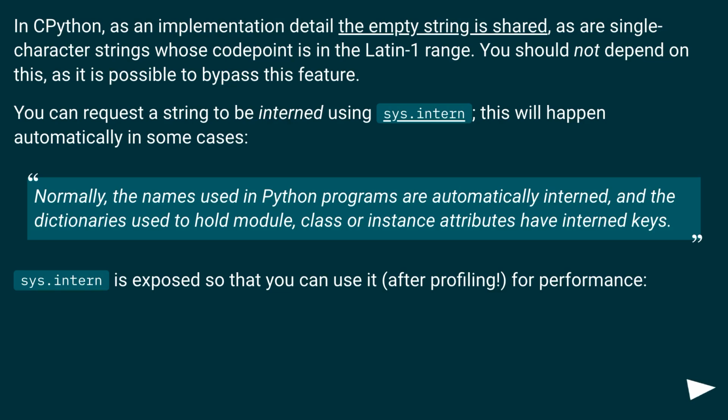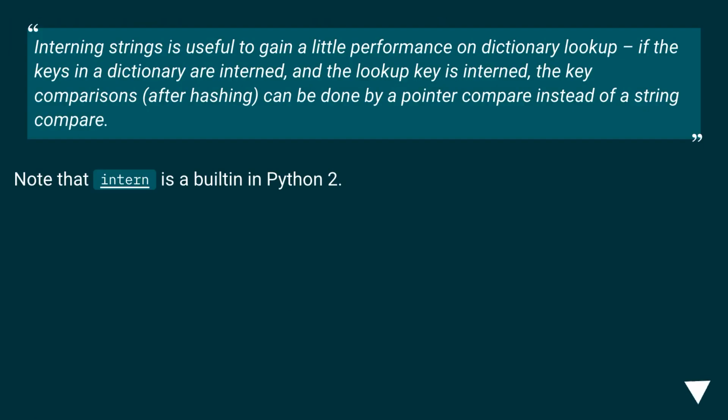Normally, the names used in Python programs are automatically interned, and the dictionaries used to hold module, class or instance attributes have interned keys. Sys.intern is exposed so that you can use it, after profiling, for performance. Interning strings is useful to gain a little performance on dictionary lookup. If the keys in a dictionary are interned, and the lookup key is interned, the key comparisons, after hashing, can be done by a pointer compare instead of a string compare. Note that intern is a built-in in Python 2 too.